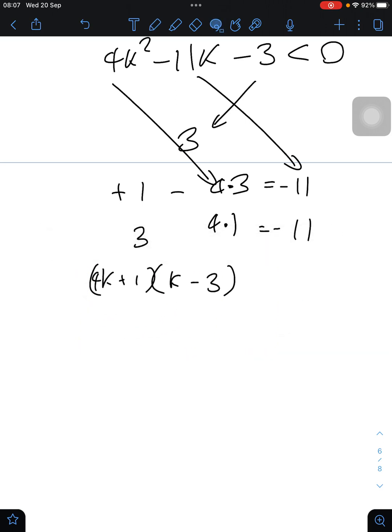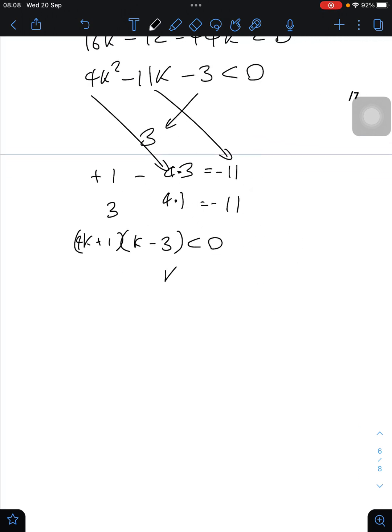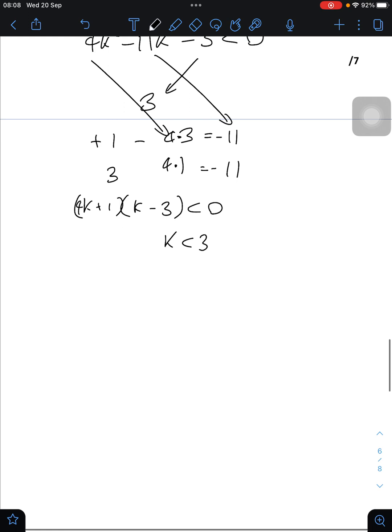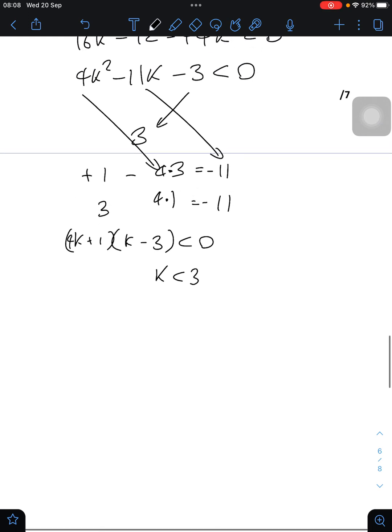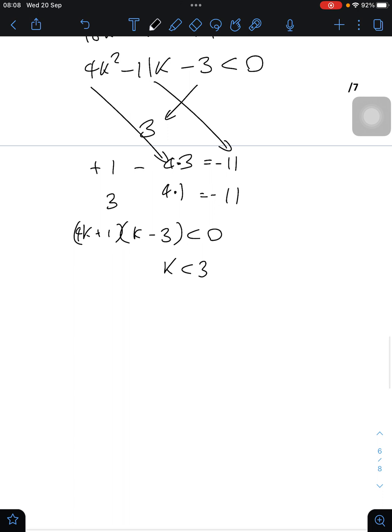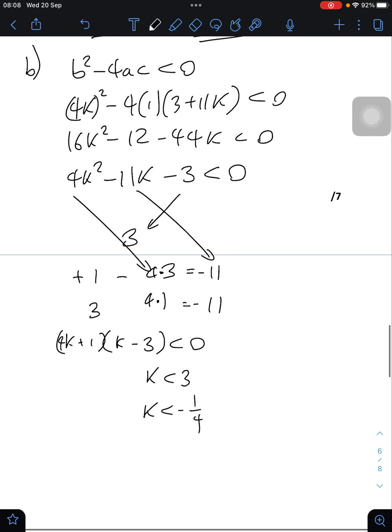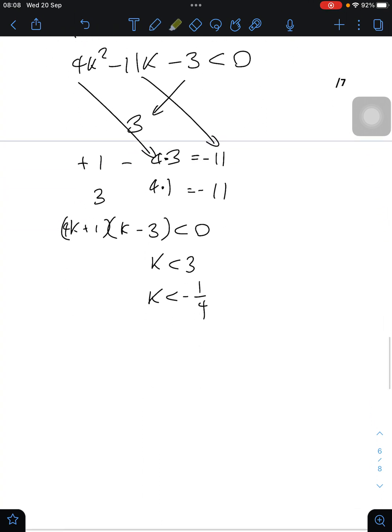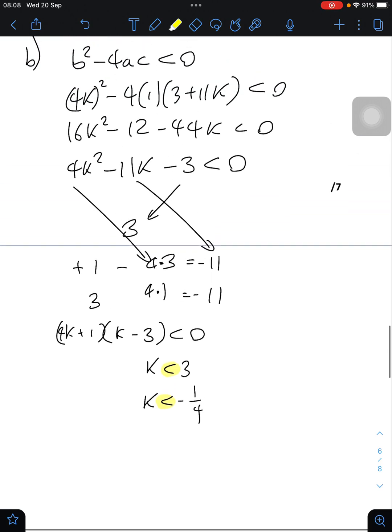And so that's our factorization for this, and we know that that is less than 0. So therefore this gives us two solutions. Either k is less than 3, or k is less than minus 1 over 4. The mistake here that I've made, and this is what we talked about in the lesson, is that this inequality here makes no sense. So we're less than 3 and we're less than minus 1 over 4.